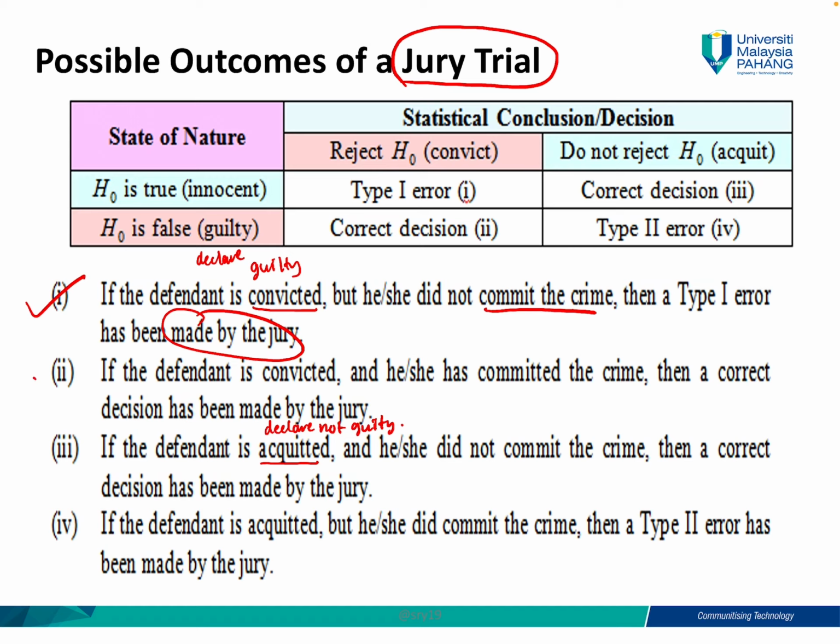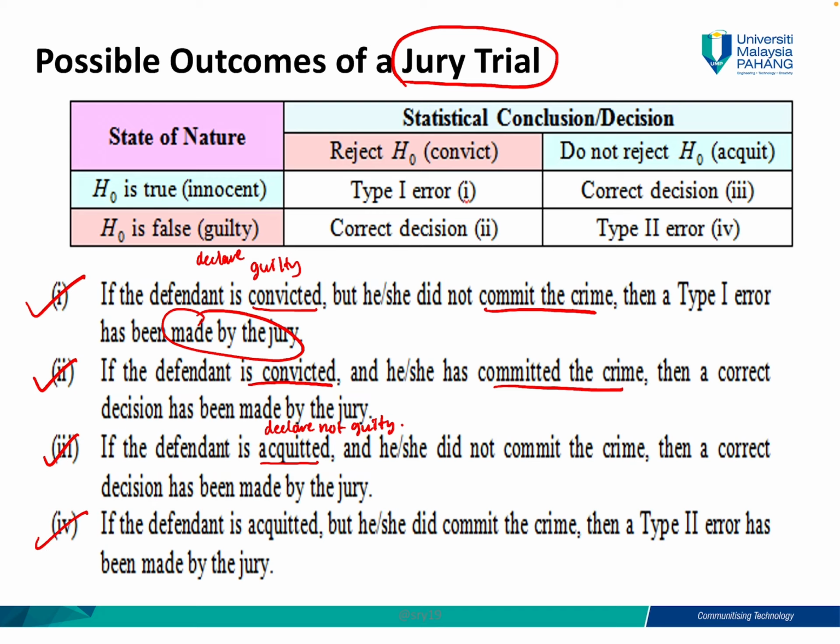Okay, number 2, if the defendant is convicted and he or she has committed the crime, it is correct. He did the murder, and the jury said he is guilty. So the jury has made a correct decision. Number 3, if the defendant is acquitted. What is acquitted? Declared not guilty by the jury. The defendant is declared not guilty and actually she did not commit the crime. So the jury made a correct decision.